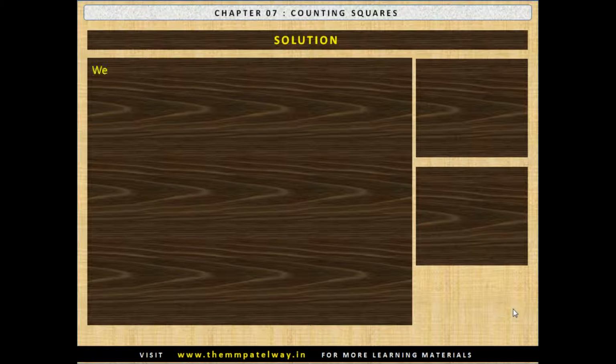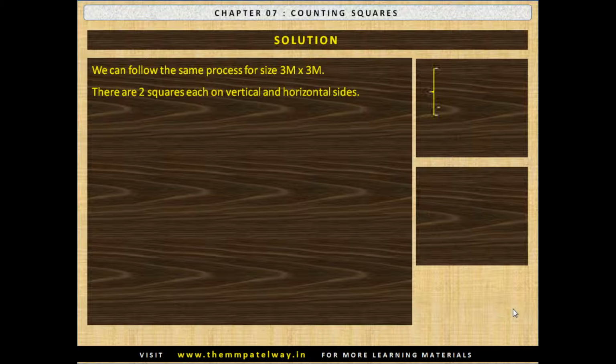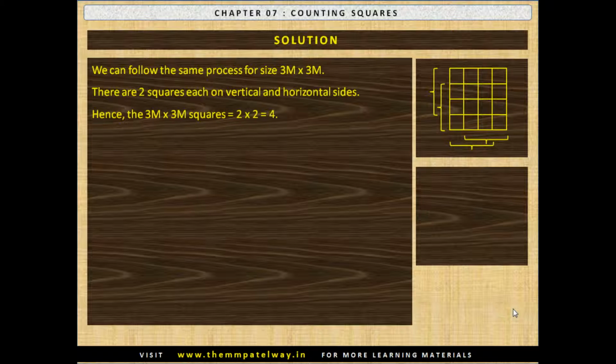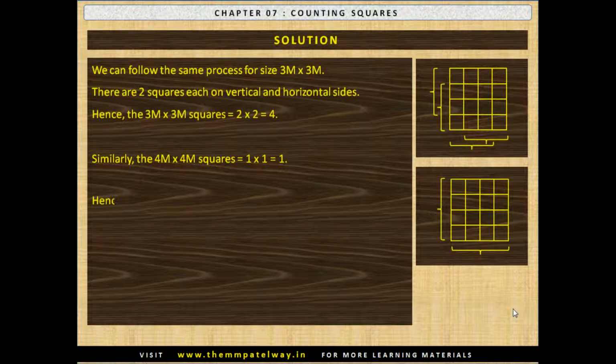We can follow the same process for the size 3m into 3m. There are 2 squares each on the vertical and horizontal sides. Hence, the 3m into 3m squares will be equal to 2 into 2, that is 4. Similarly, the 4m into 4m squares will be equal to 1 into 1, that is 1.